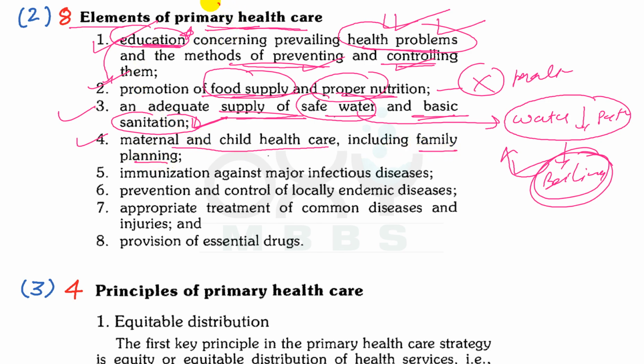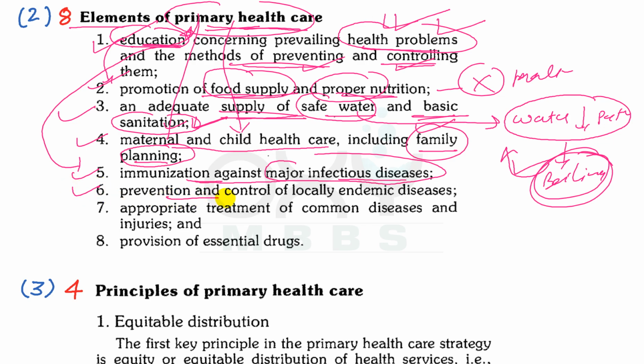So here in primary health care, both maternal, the mother, and the child are properly monitored. And here in primary health care, various methods of family planning are educated to the community. Next is immunization against major infectious diseases. Here in primary health care, immunization is done against major infectious diseases.